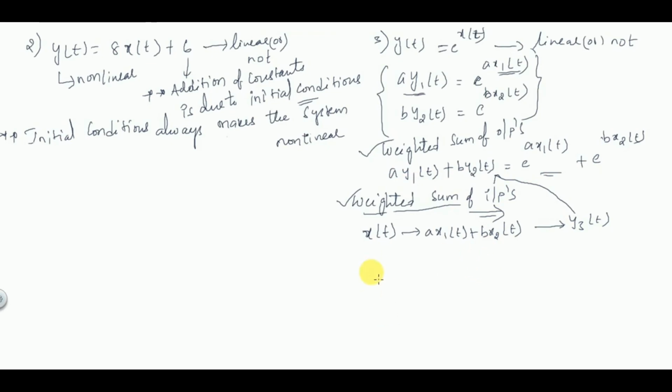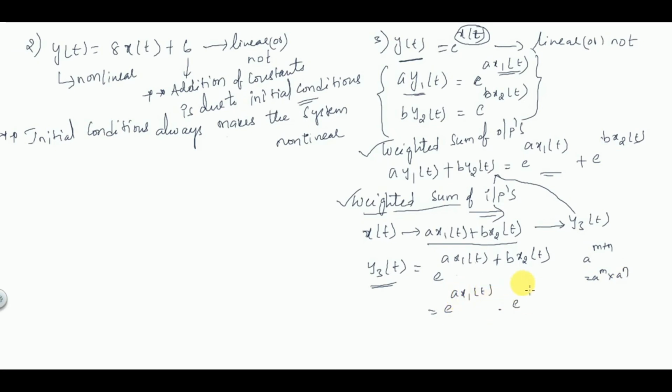Okay, now see, y3 of t is equal to e power, in the place of x of t we have to substitute a into x1 of t plus b into x2 of t. So this is of the form a power m plus n. So a power m into a power n, we can write it as e power a into x1 of t into e power b into x2 of t. So this is y3 of t.